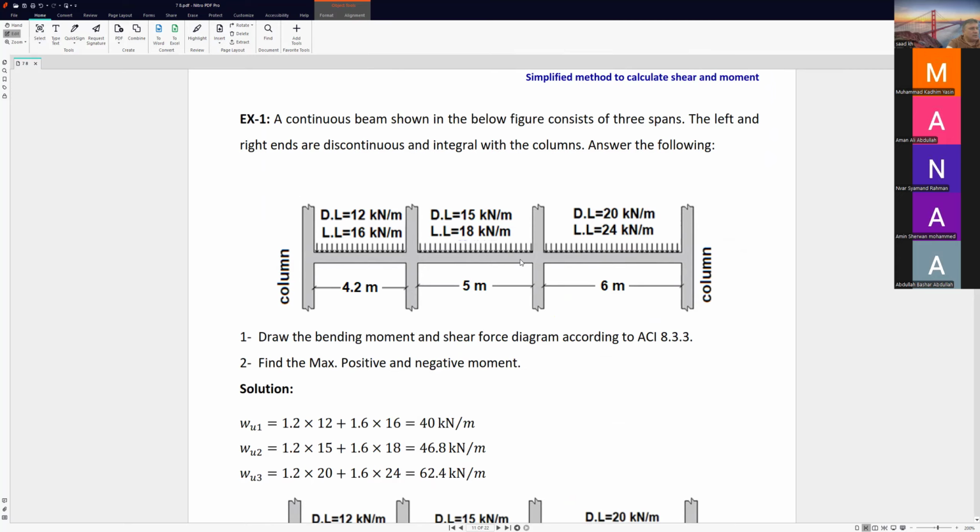Okay, so I think Miss Acer will solve this example. Continuous beam shown in the figure first. So here we have column 4.256.